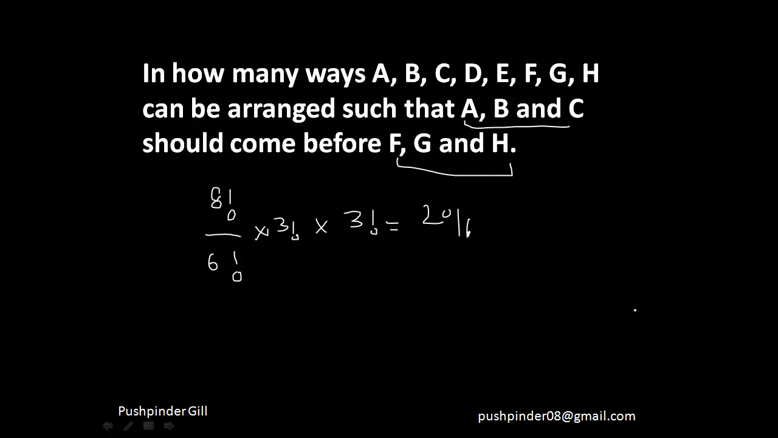It's easy, isn't it? Let me just take a quick recap. In how many ways can these 8 letters be arranged such that ABC should come before FGH? The total number of ways is 8 factorial, and then I assume these 6 things to be identical. That means they cannot interchange among themselves. So 8 factorial by 6 factorial. However, ABC can interchange among themselves in 3 factorial ways. Similarly, FGH can arrange themselves in 3 factorial ways. So the total number of ways is 2016.